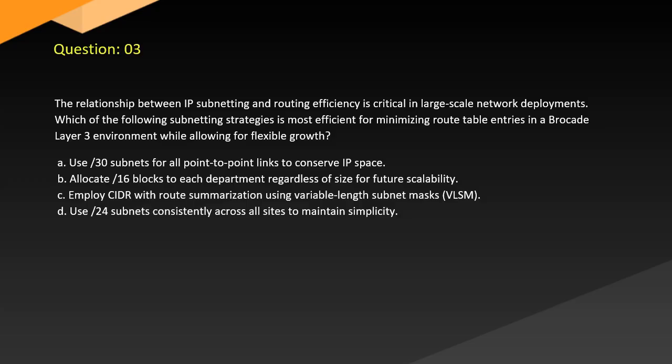A. Use /30 subnets for all point-to-point links to conserve IP space. B. Allocate /16 blocks to each department regardless of size for future scalability. C. Employ CIDR with route summarization using variable length subnet masks, VLSM. D. Use /24 subnets consistently across all sites to maintain simplicity.